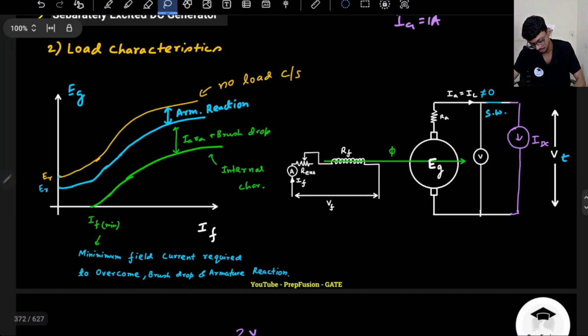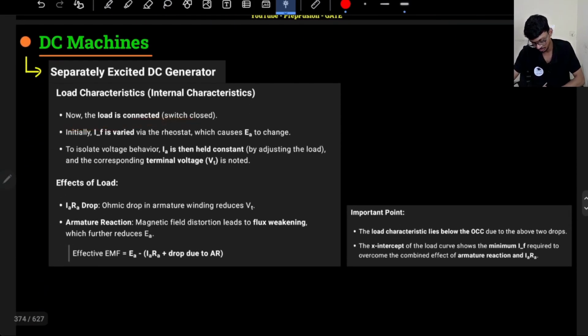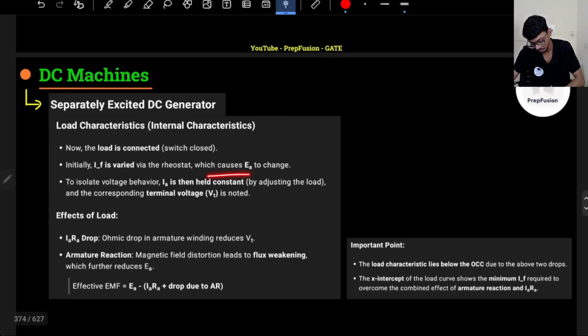Okay, constant current source is there, due to which I'm already plotting the graph. So same thing is written here. Now the load is connected, switch is closed. Initially IF is varied via rheostat. So via rheostat will vary the IF, which causes changes in EA.